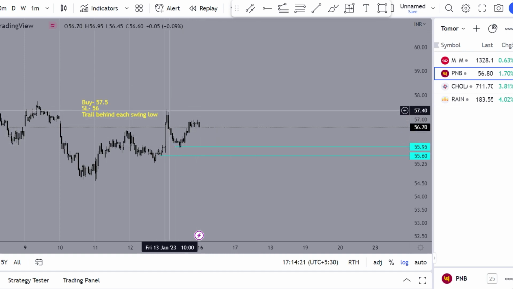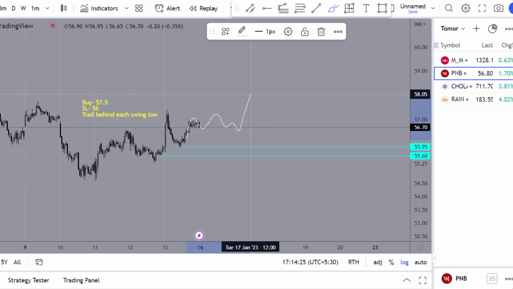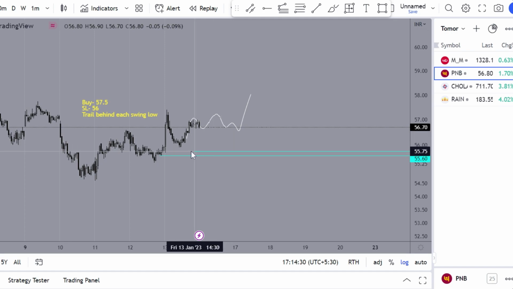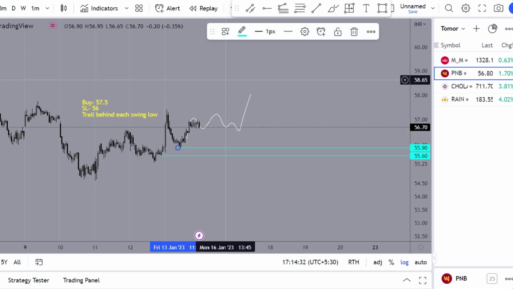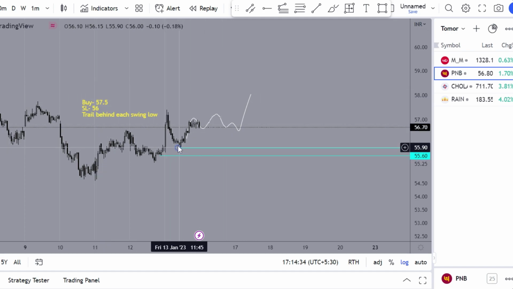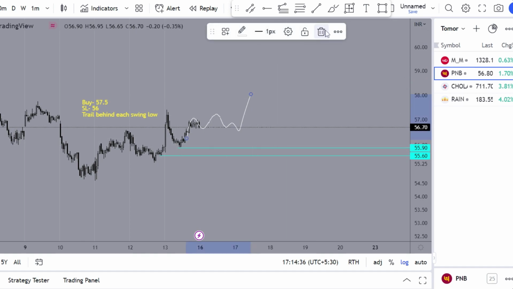Wait for this to break upside, or it may be a possibility that it will be doing something like this, choppy action, and then it will be getting up. In that case, you will be moving your stop loss here. For fresh positions, buy around 57.5 with stop loss around 56. This is it for PNB.